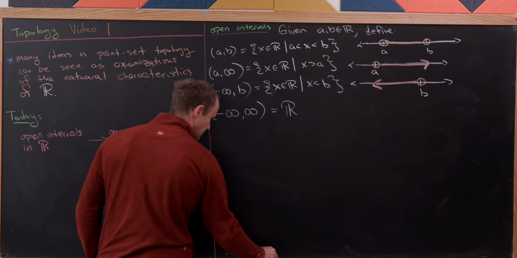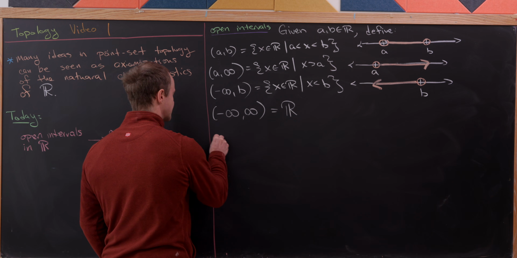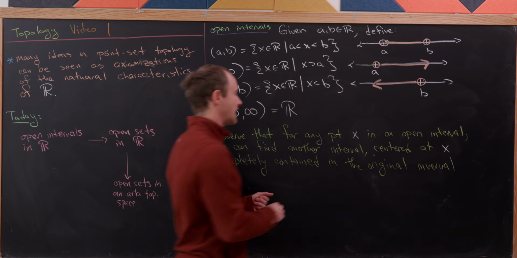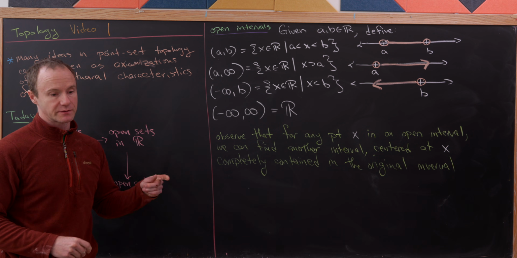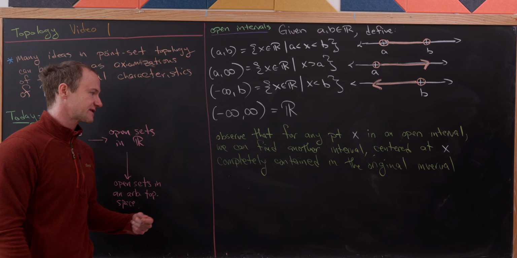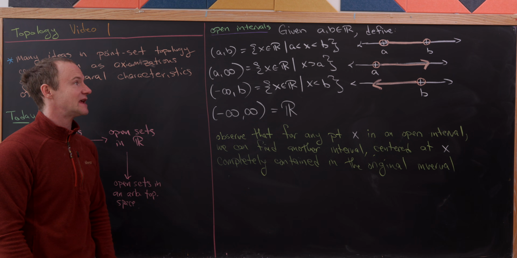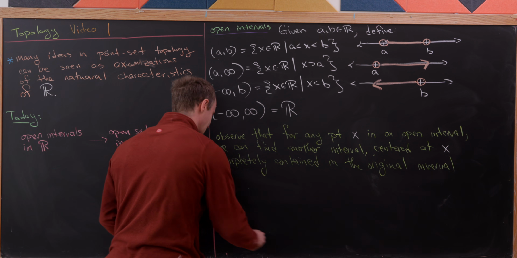And now I'd like to look at the following maybe intuitive observation. And that is, for any point x in an open interval, and any type of open interval that we see up here, we can find another interval centered at x completely contained in the original interval. And so, well, what does that look like?